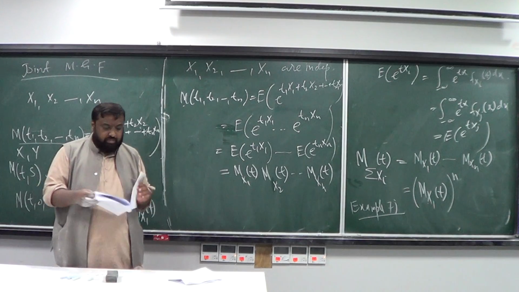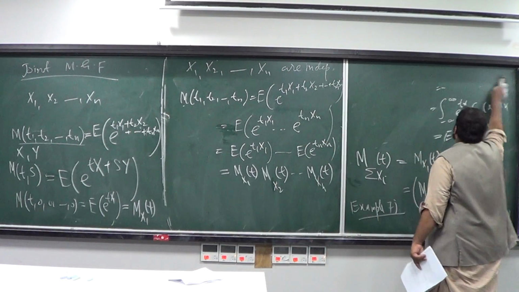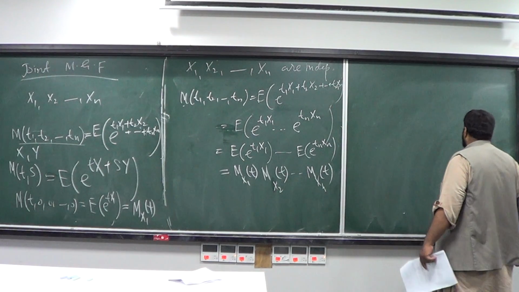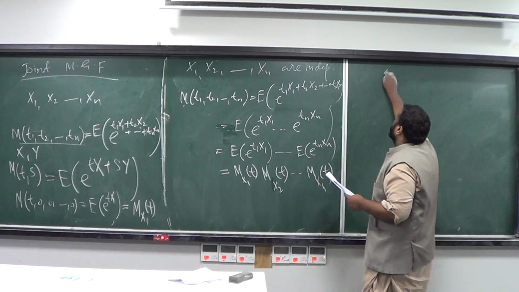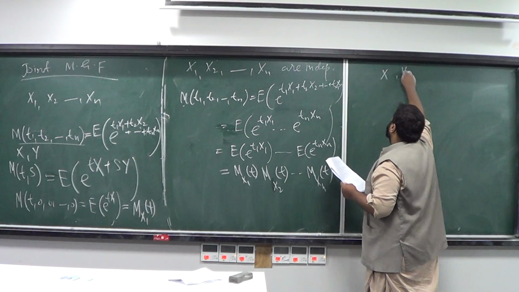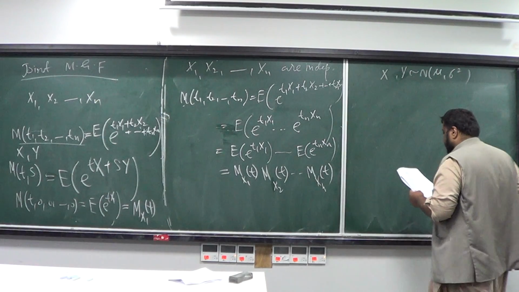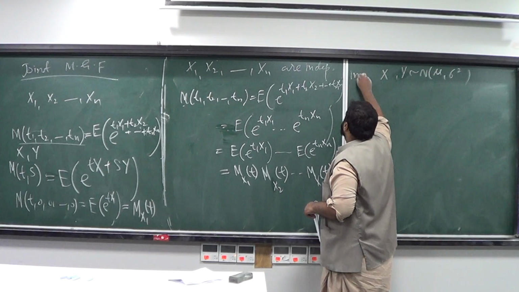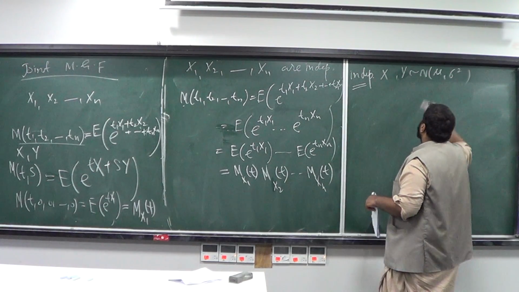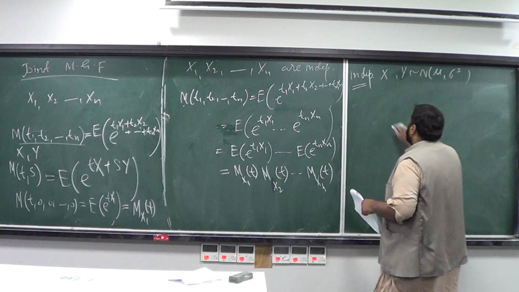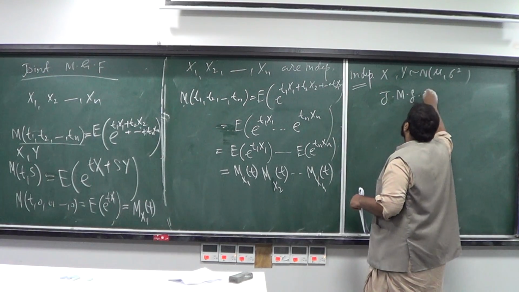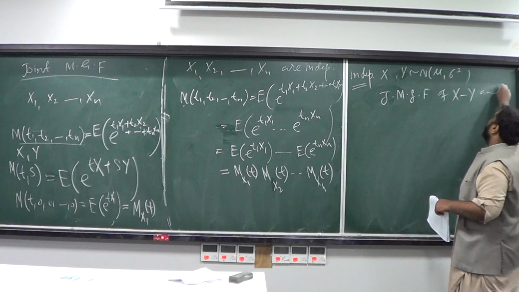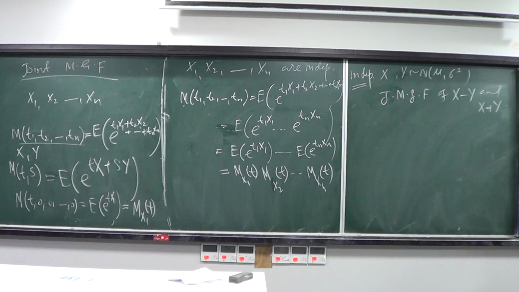So here's a little interesting example. If x and y are normally distributed with mean mu and variance sigma square, and it is known that they are independent, compute the joint moment generating function of x minus y and x plus y.